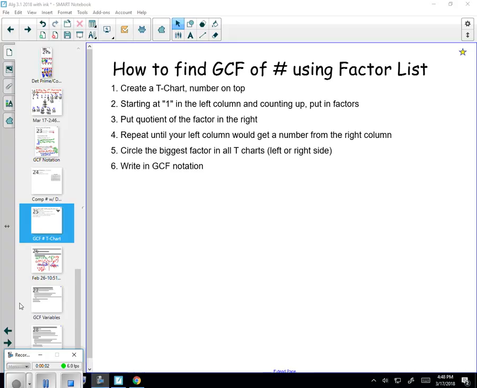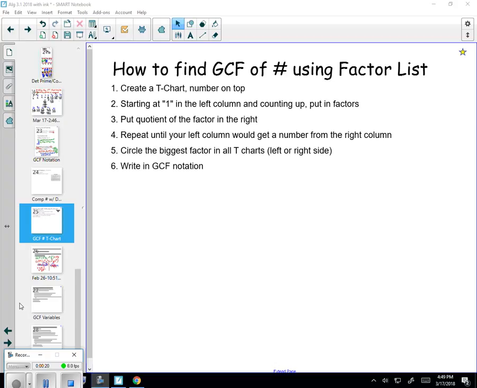How to find the GCF, or greatest common factor, of a number using a factor list. To find the GCF using a factor list, there are 6 steps. Step 1. Create T-charts with the number on top for all of your numbers.